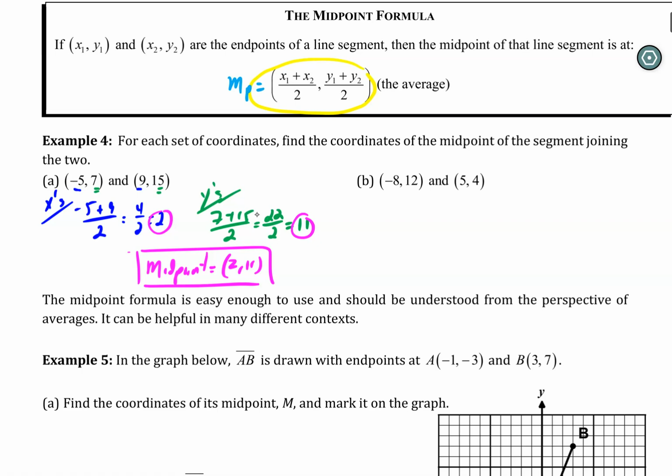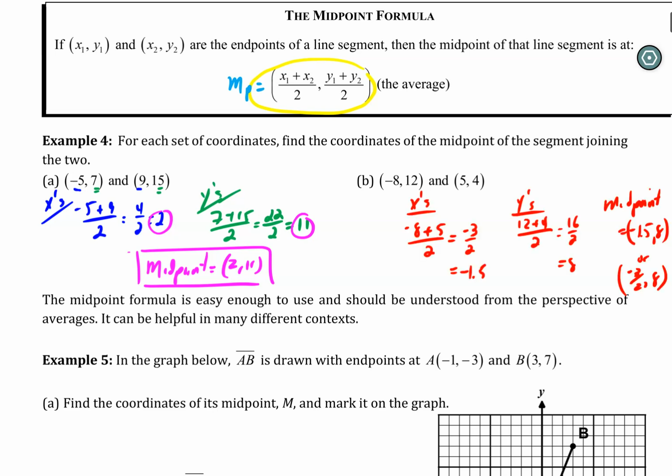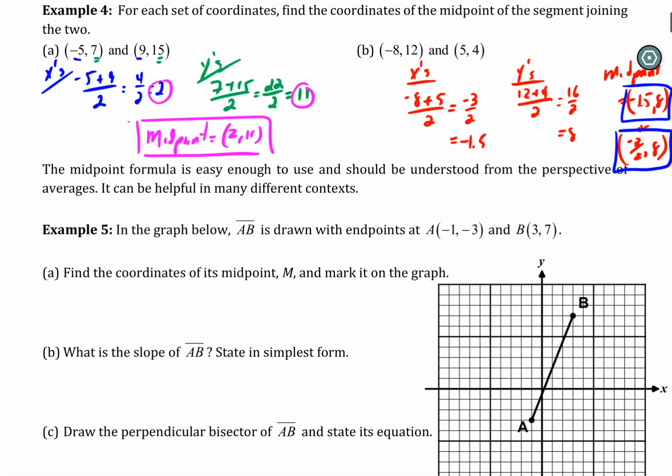All right, take an opportunity, pause the video, try B, see what you get. All right, and here's the answer. So we've got the average of the x's, average of the y's. Our midpoint comes out to -1.5, 8, or if you want to write it as a fraction, -3/2, 8. Again, either one doesn't matter, whichever version you like here. As long as the decimal is a nice decimal like that, it's fine. If it was something like a third, then you have to write it in fractional form.